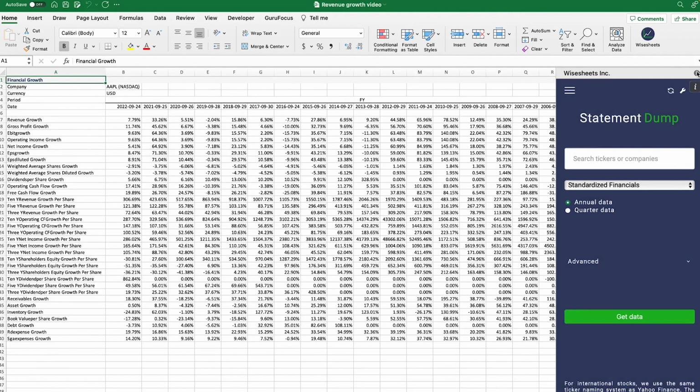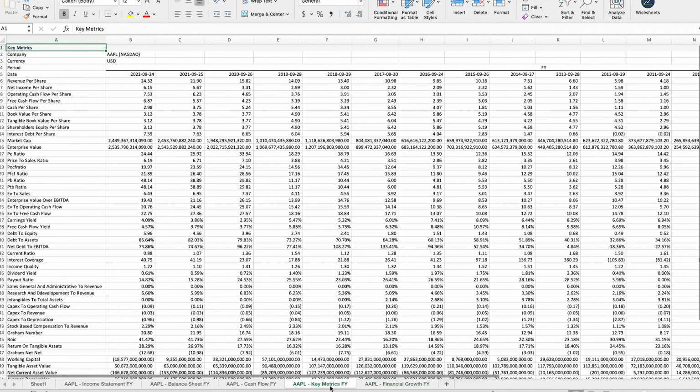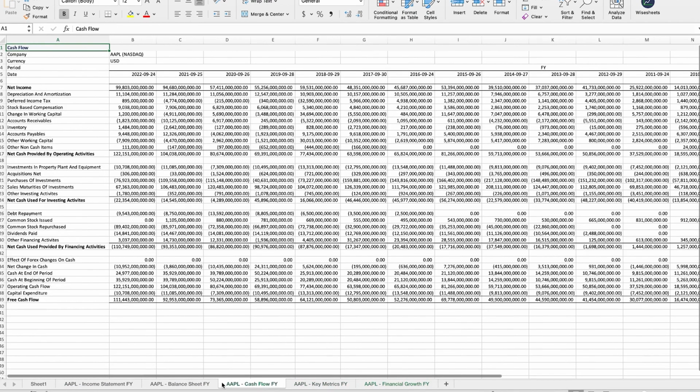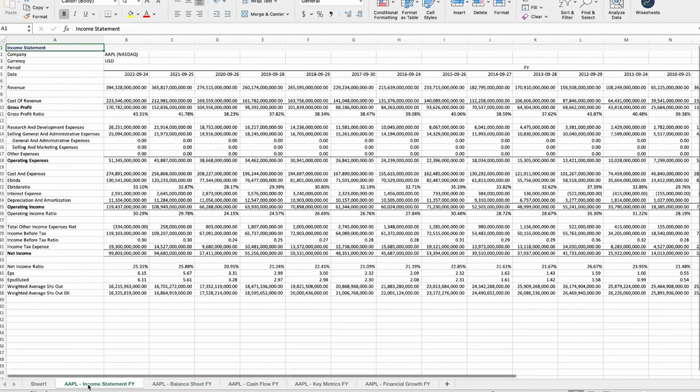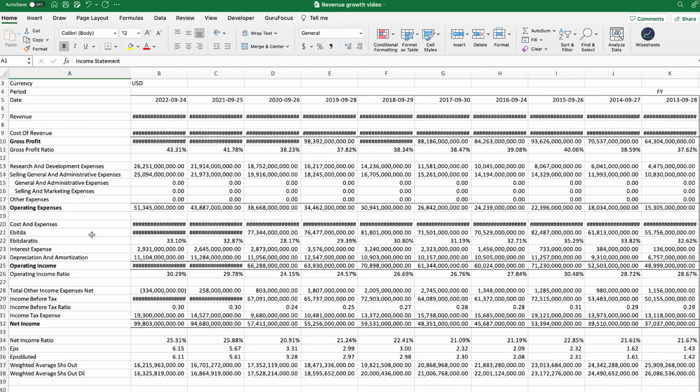By pressing on get data, you're going to be able to get the key metrics, financial growth metrics, cash flow, balance sheet, and income statement. In this case, what we're really concerned with is the income statement itself.